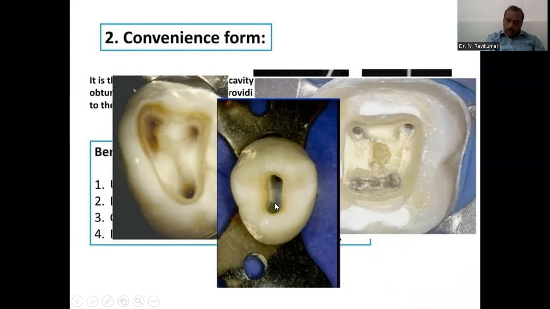Now you can see the dentinal map here also. Here you can see it's connecting. This is the dentinal map. So these are the dentinal maps. It's connecting and it goes to end in the orifice.